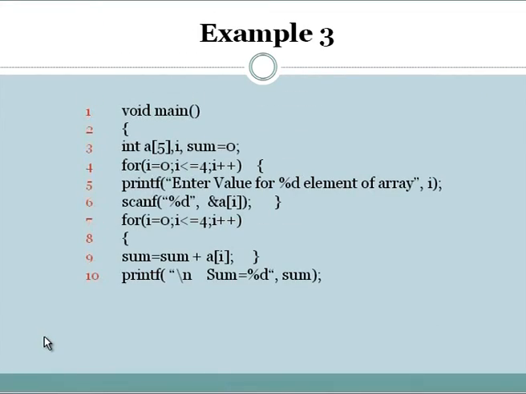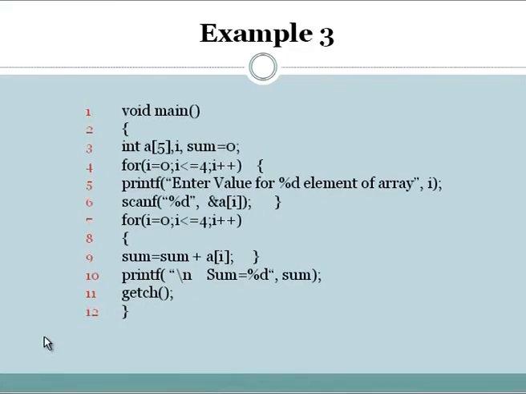This is another example for accessing the elements of array. This example will first ask to enter value for each element of the array, and then we are computing the sum of all elements of the array by using another loop. So here first loop will ask to enter value for each element of the array, and next loop is used to calculate the sum of all elements of the array, and then statement number 10 is used to display the sum.